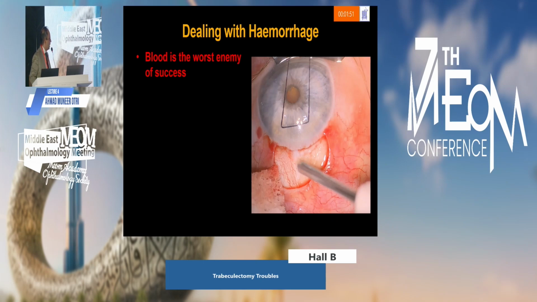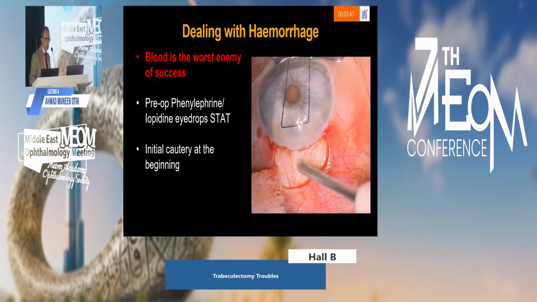Dealing with hemorrhage is very important to reduce the risk of scarring, because bleeding is actually the worst enemy. Pre-op phenylephrine and iopidine is very important in such cases to reduce the risk of bleeding. Initial cautery, do not wait till your pocket becomes full of blood. At the beginning, just do cautery step by step. Otherwise, you will end up with a pocket full of blood, and then the risk will be high after the surgery. Always do blunt dissection as well.